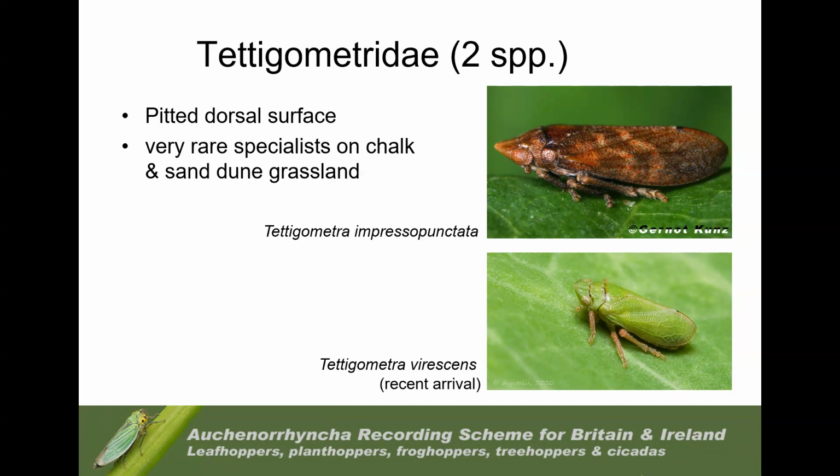But in the last few years, last 5 or 6 years, we've found another species, Tettigometra virescens, this rather splendid green plant hopper, which now seems to be popping up in lots of different places in Kent and Essex, and most recently in Sussex. So that's a nice new addition to the fauna.